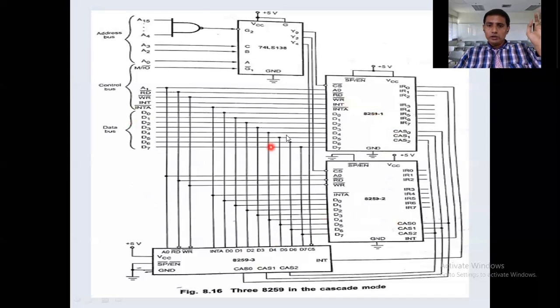Like that, the 8259 master performs the operation in association with the slaves and the processor. Not only two slaves, we can connect 8 slaves to a master. One master can receive requests from 8 slaves. Like that, we can interface the 8086 with the 8259 in the master mode as well as in the cascade mode of operation. I hope you understood the interfacing of the 8086 with the 8259 in normal mode as well as in the cascade mode.